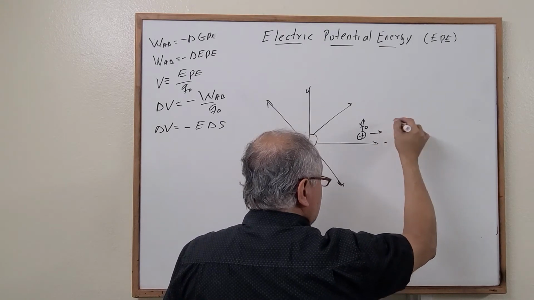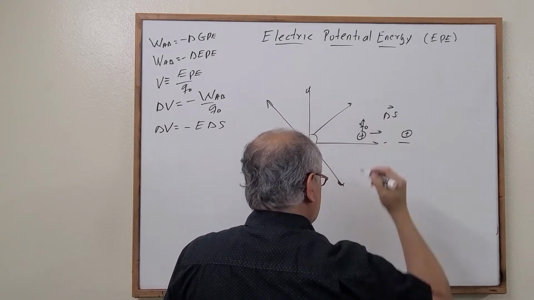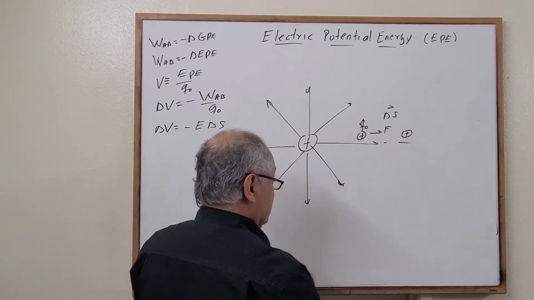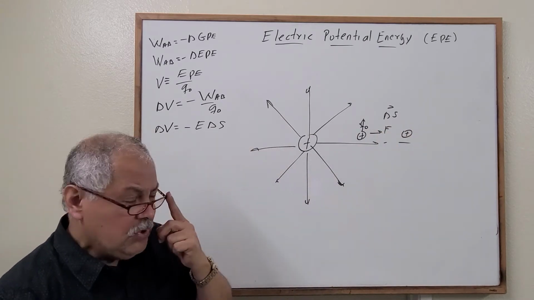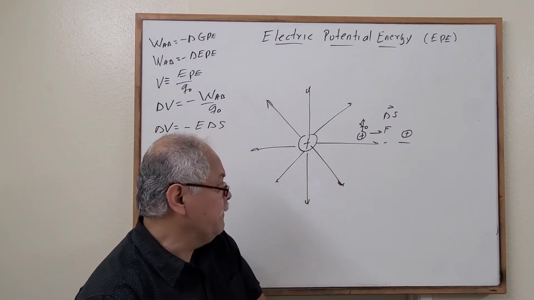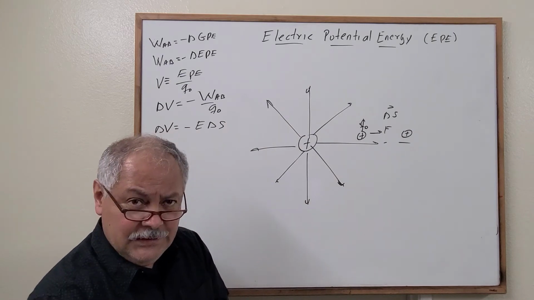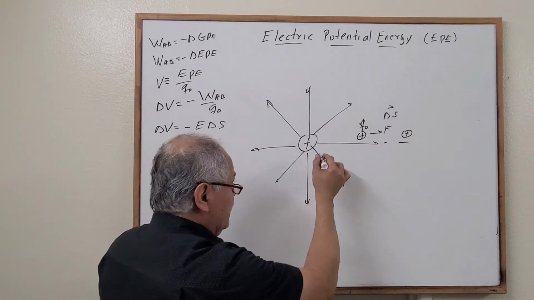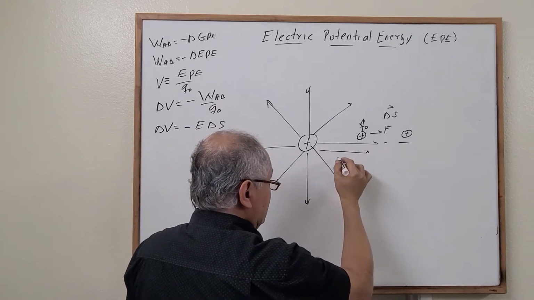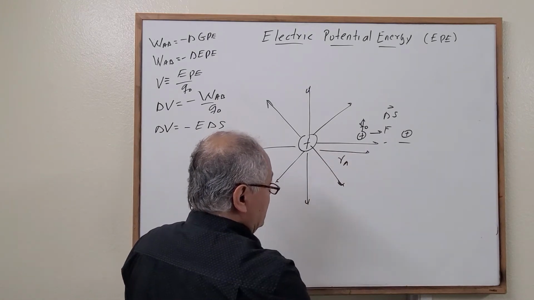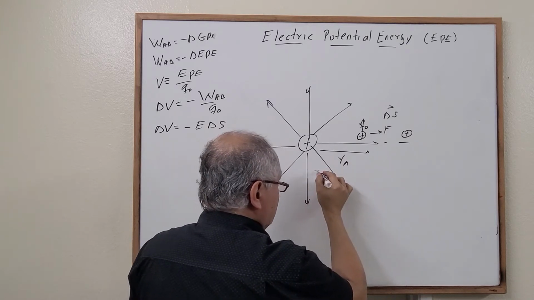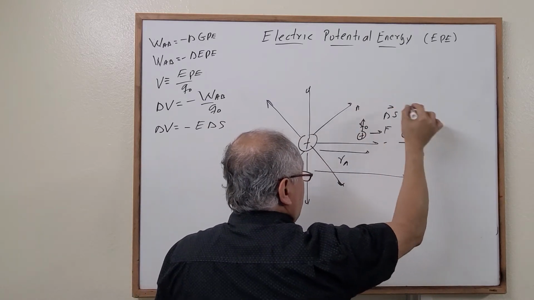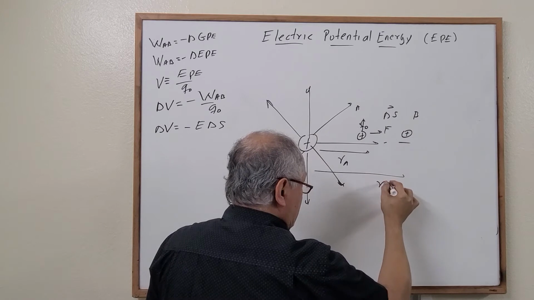We have a force, and we have the displacement. We have a force acting. Now, what should be the work done by this point charge? Well, the distance from here to here, let's use r sub a, and the distance from here to here is point B. It's going to be r sub b.